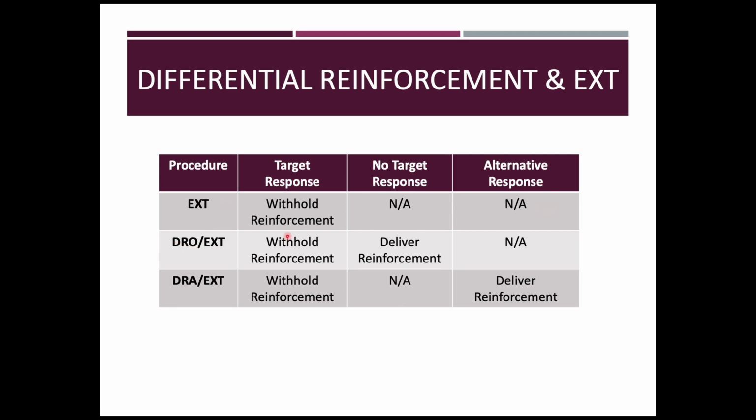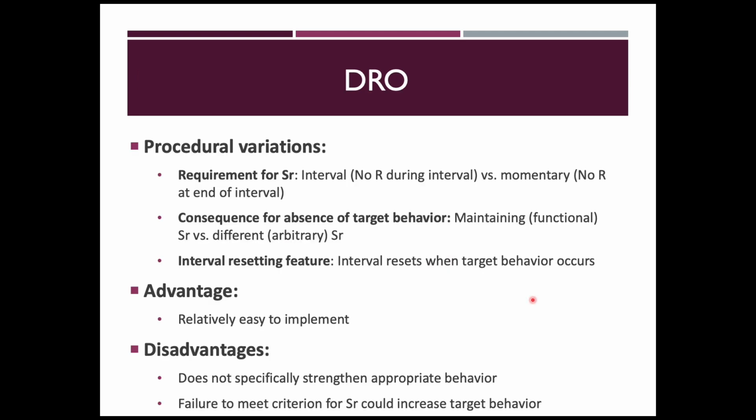With the DRO, if the target response occurs, we withhold reinforcement. If no response occurs, we deliver reinforcement, or no target response, I should say, no problem behavior. With the DRA, if a problem behavior occurs, reinforcement's withheld. If an alternative response occurs, we deliver the reinforcer. So let's look at each of these procedures in detail, focusing on DRO first.